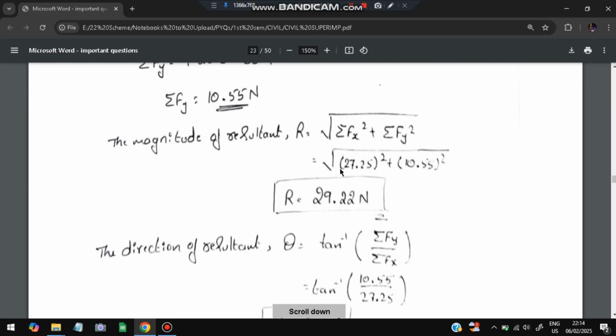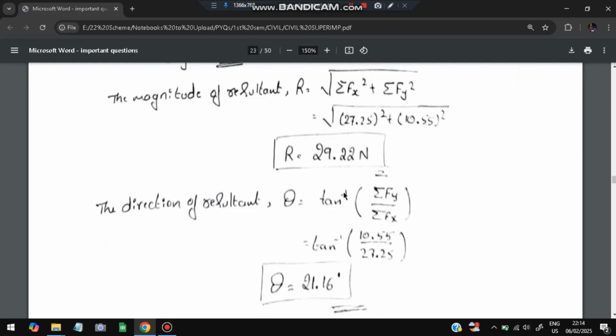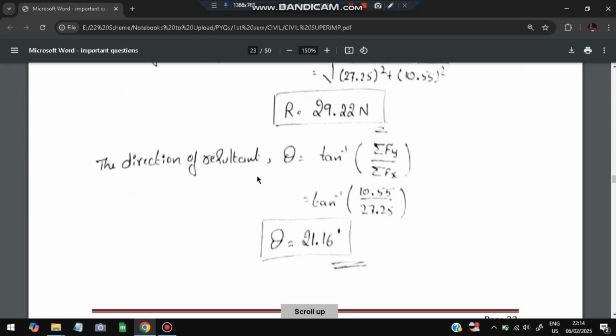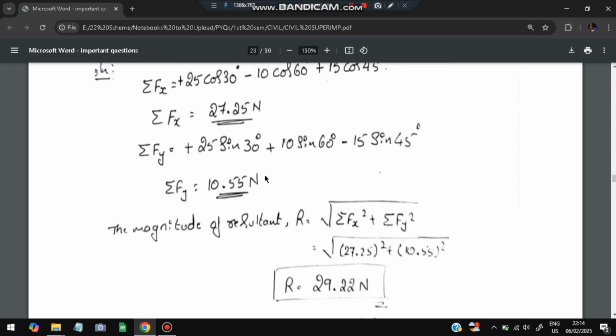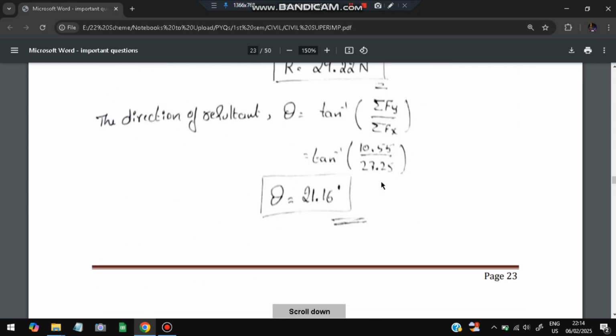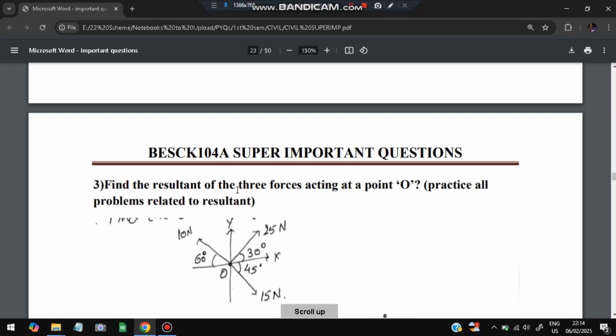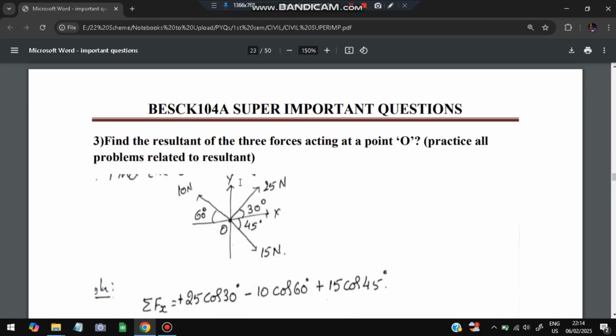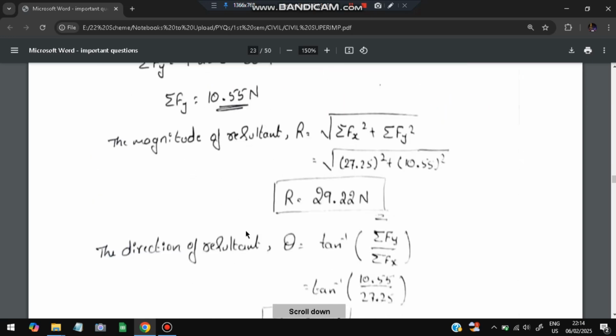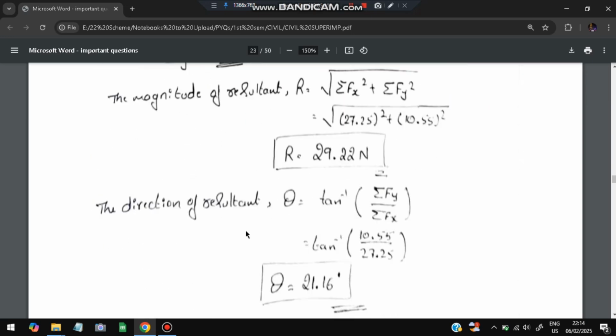Resultant R will be the square root of F of x squared plus F of y squared. Theta will be equal to tan inverse of F of y by F of x. Okay, F of y we have got, F of x we have got. Divide them and take tan inverse, and you'll get the theta value. So we got the theta value and the individual resultant forces. That's the same thing they had asked. Resultant means the R value has to be calculated, so we've got both of these answers.